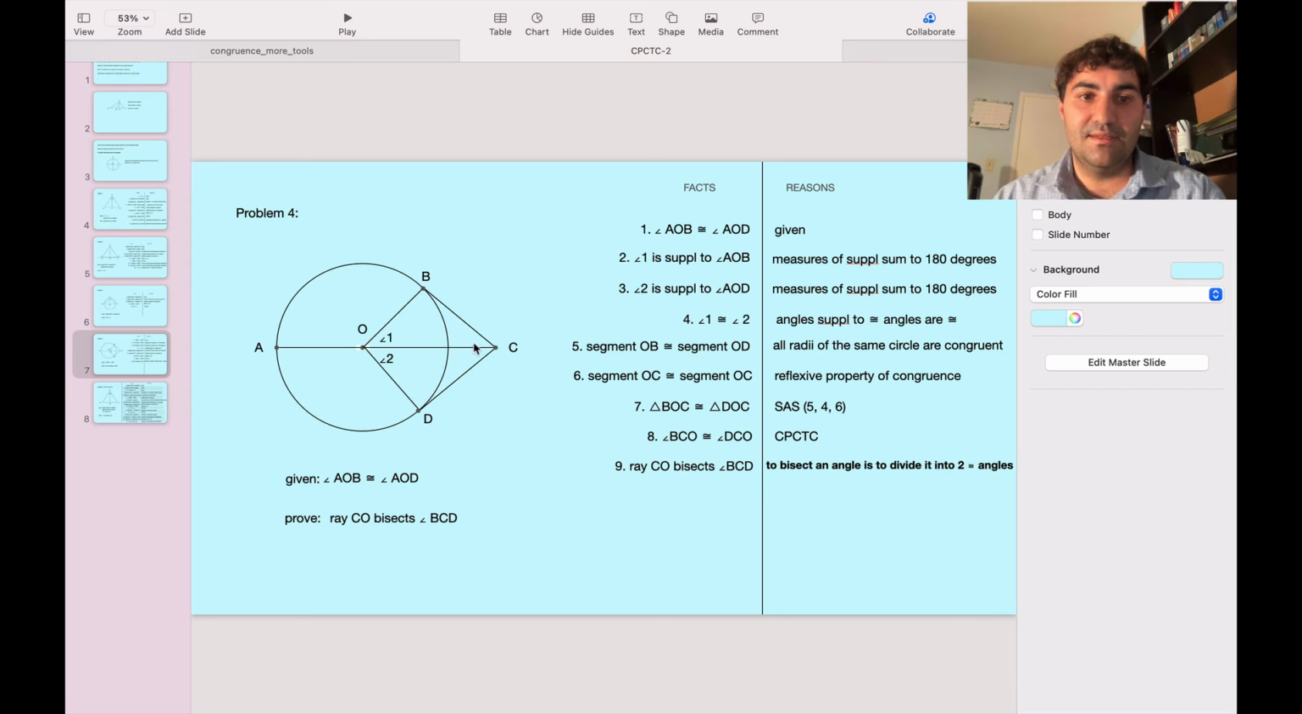And since these angles here are congruent, we know that bisecting an angle is dividing it into two congruent parts. So this ray CO bisects angle BCD, because this ray splits the bigger angle into these two congruent angles.